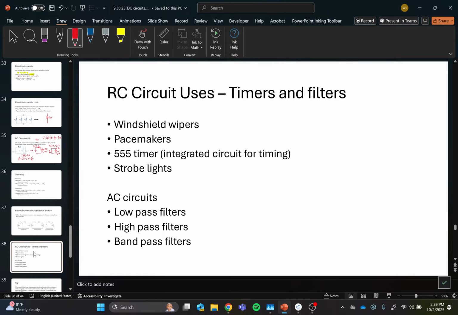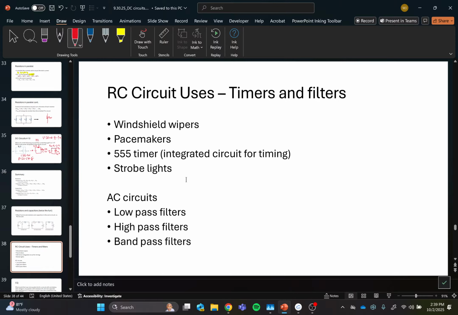Windshield wipers is something that happens after a certain point. Another one is a pacemaker. The whole point of a pacemaker is to have a set pace. These are very accurate timing devices. Very useful for triggering things every exact number of seconds. Electronics are very precise. We can design equipment that is very, very precise in timing. And this is one of the ways. Another one is a 555 timer. That's an integrated circuit. Don't worry about that. Strobe lights is another one.